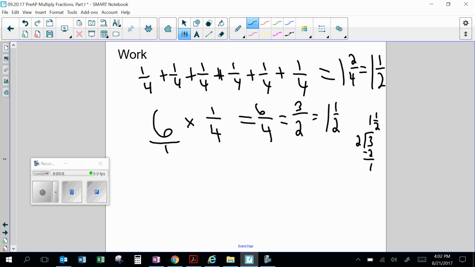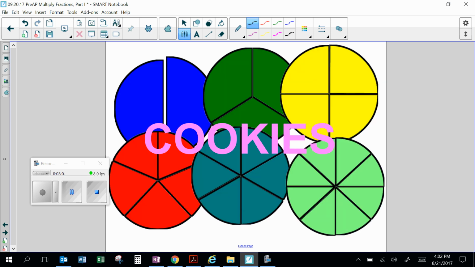So is this coming back to you? Multiplying a whole number by a fraction? Well, hopefully it does, because today's lesson is just how to multiply fractions.